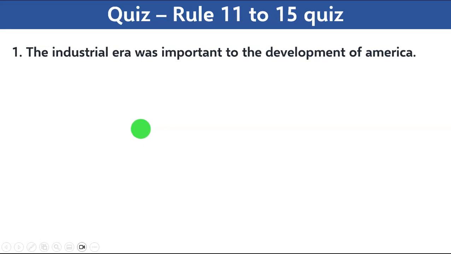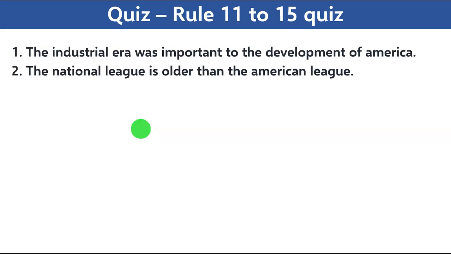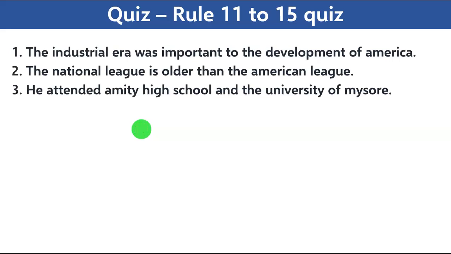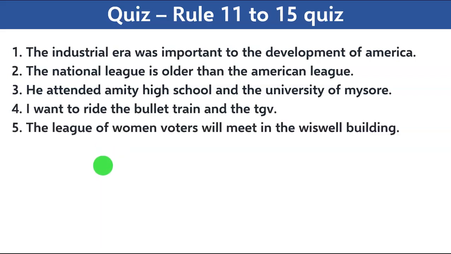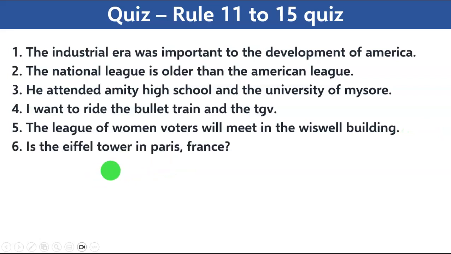The industrial era was important to the development of America. Number 2, the National League is older than the American League. Number 3, he attended Amity High School and the University of Mysore. Number 4, I want to ride the bullet train and the TGV. Number 5, the League of Women Voters will meet in the Wiswell building. Wiswell, I hope I'm pronouncing it correctly.